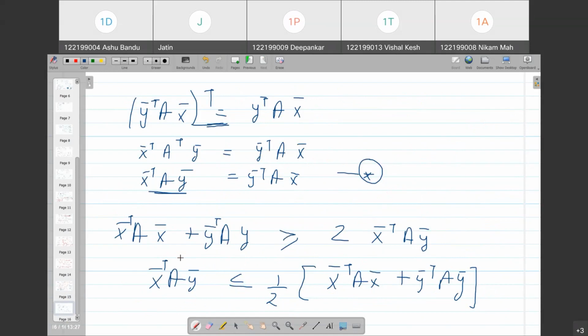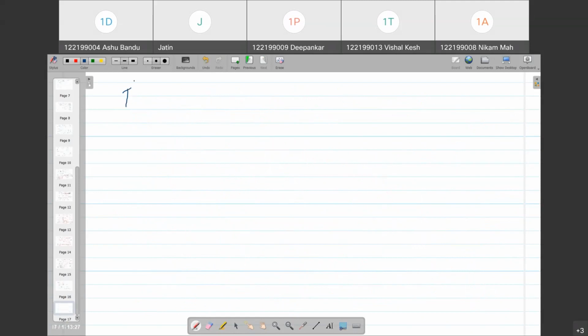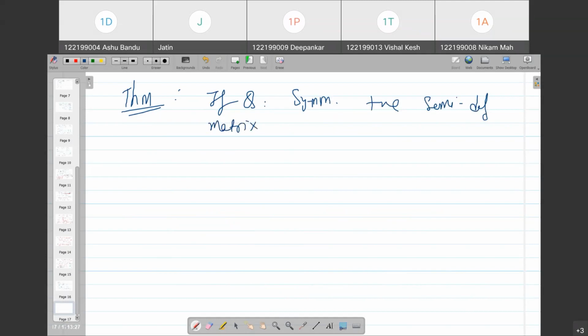Okay, and now let's come to the main theorem. I will need this lemma. So if your Q is a symmetric, positive semi-definite matrix, then your QPP is a CPP. Okay, so that's what I want to prove now.